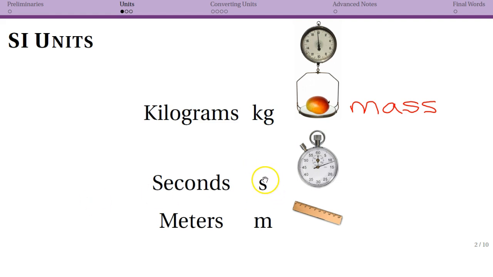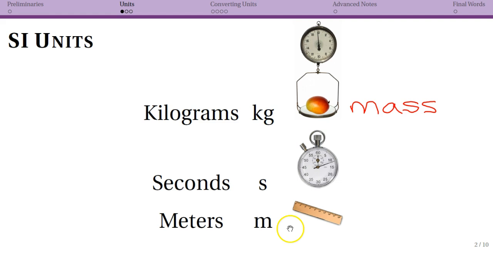Now luckily this is one that we all hopefully are used to. And obviously there are other time units like minutes and hours and days, and you can use those in physics, but the fundamental unit where we will relate things to is the second. Finally, the length isn't going to be in inches or feet, but it will be in meters. And derivatives of meters are going to be centimeters, millimeters, kilometers, things like that. But the fundamental SI unit is going to be the meter.